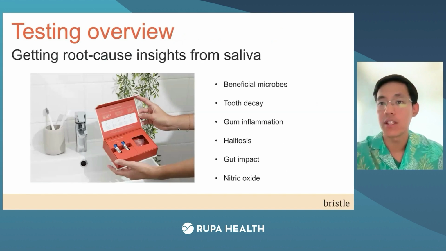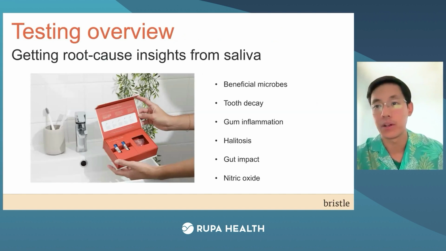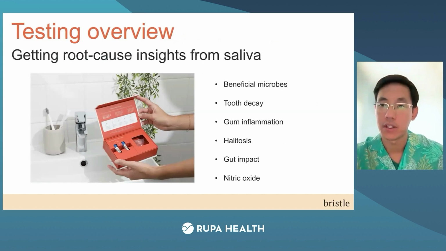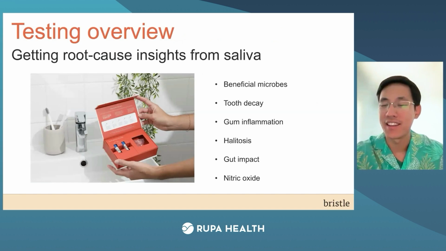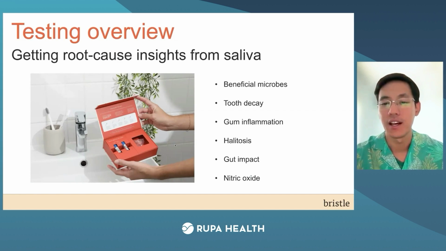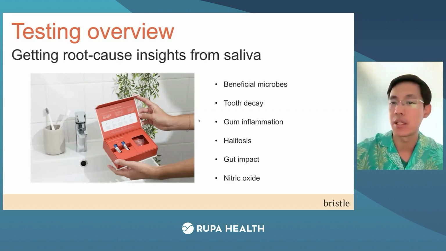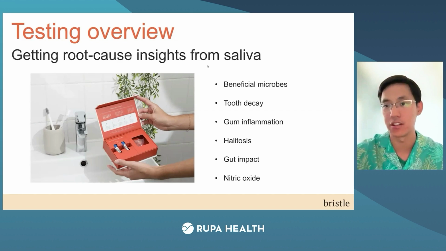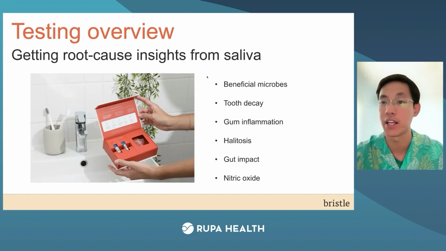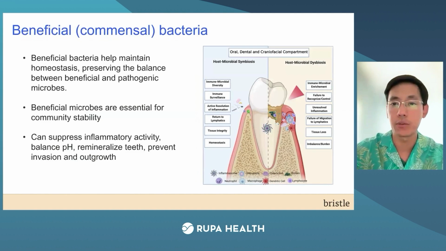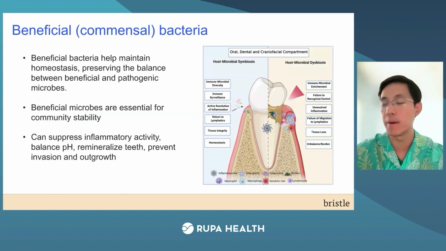So the 6 scores that we'll be talking about today are the beneficial microbe score. This is really important because it's a key player in the community. We'll also talk about tooth decay, gum inflammation, halitosis, and the gut, because the mouth is really just the gateway to the gut. And of course, nitric oxide, which some of you may be new to, but the oral microbiome is a key player in production of this molecule called nitric oxide, which is a regulator of vasodilation, so cardiovascular health and cognitive health.